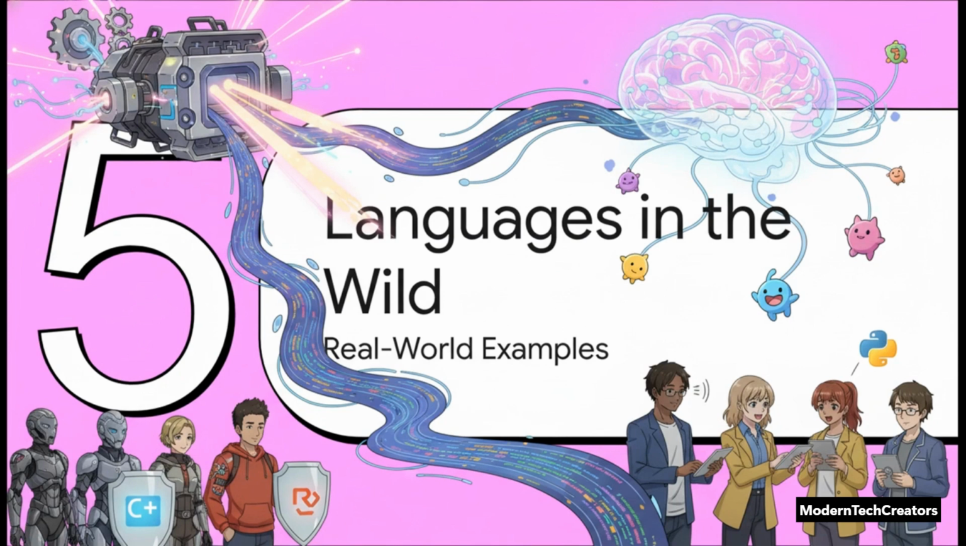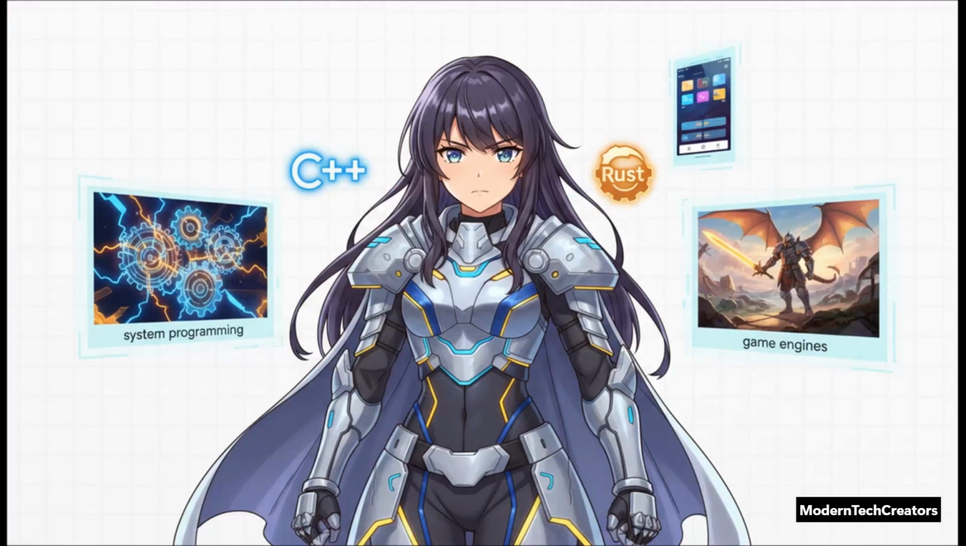Okay, this is all great in theory, but where do you actually see these approaches used? Let's look at some popular programming languages you might know. So languages like C, C++, Rust, and Swift are classic examples of compiled languages. And this makes total sense, right? These are the languages used to build things where performance is absolutely everything, like video game engines, operating systems, and really complex software. You need that raw speed.